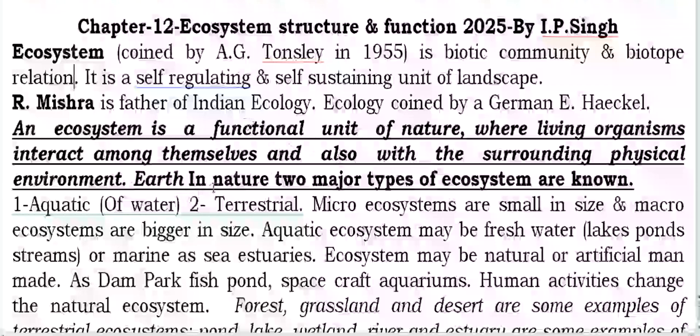An ecosystem is a functional unit of nature where living organisms interact among themselves and also with the physical surrounding environment. In nature, there are two major types of ecosystem. First, aquatic, that is related with water, and second is terrestrial, those without water. Micro ecosystems are very small in size, and macro ecosystems are large in size. These may be two types of ecosystem depending upon the size.